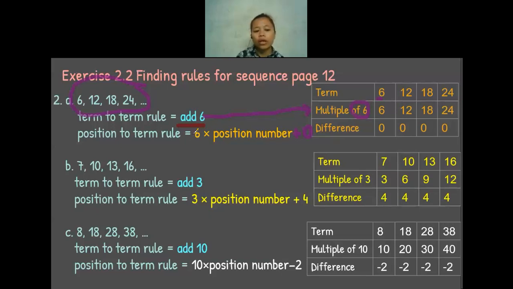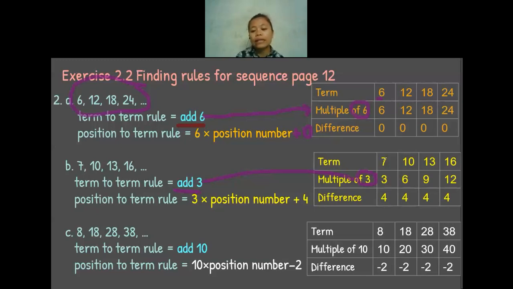Same here, we already have the sequence, so I will just find the term to term rule. The term to term rule is 3. That's why for writing down the sequence in a table, we'll have the multiples of 3, because the term to term rule is 3. For the terms, we just copy and paste: 7, 10, 13, 16. Multiples of 3 are 3, 6, 9, 12, and so on.